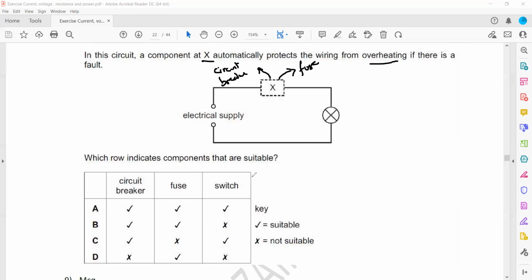But a switch cannot work automatically. That's why B is the right answer. For a switch, we have to change its state, like either switching the device on or off. But the components that automatically cut off if there is too much current are circuit breakers and fuses.